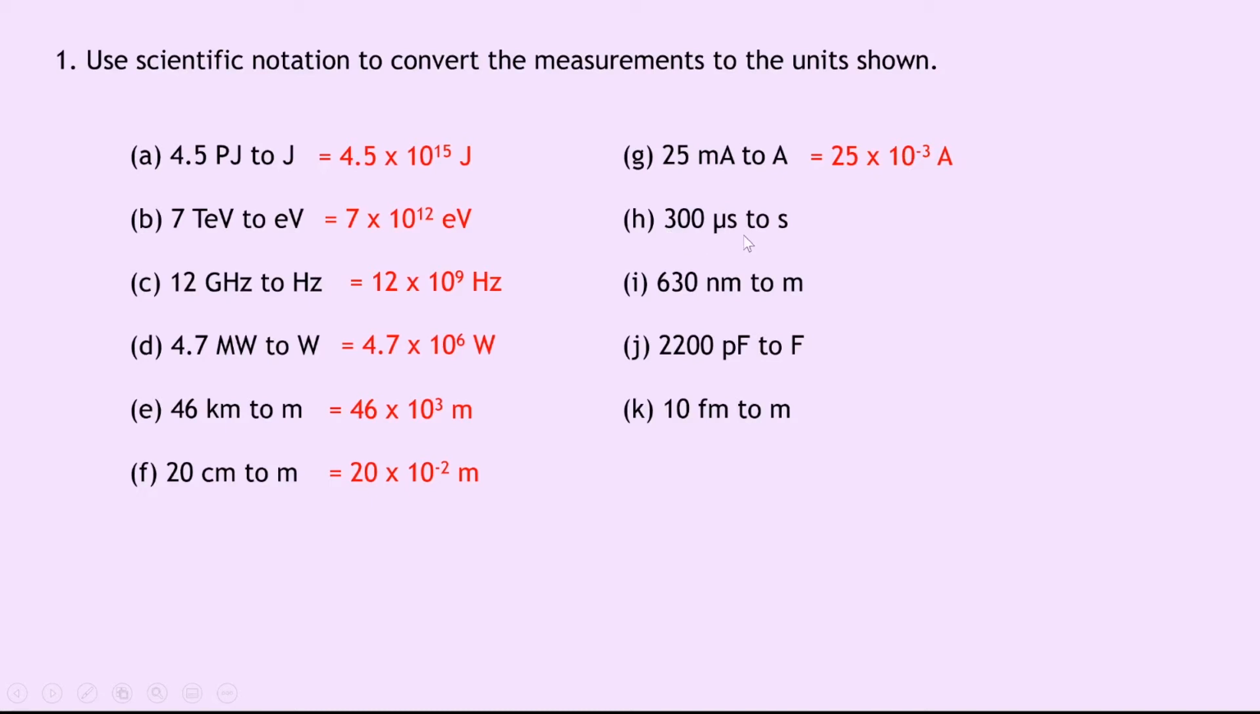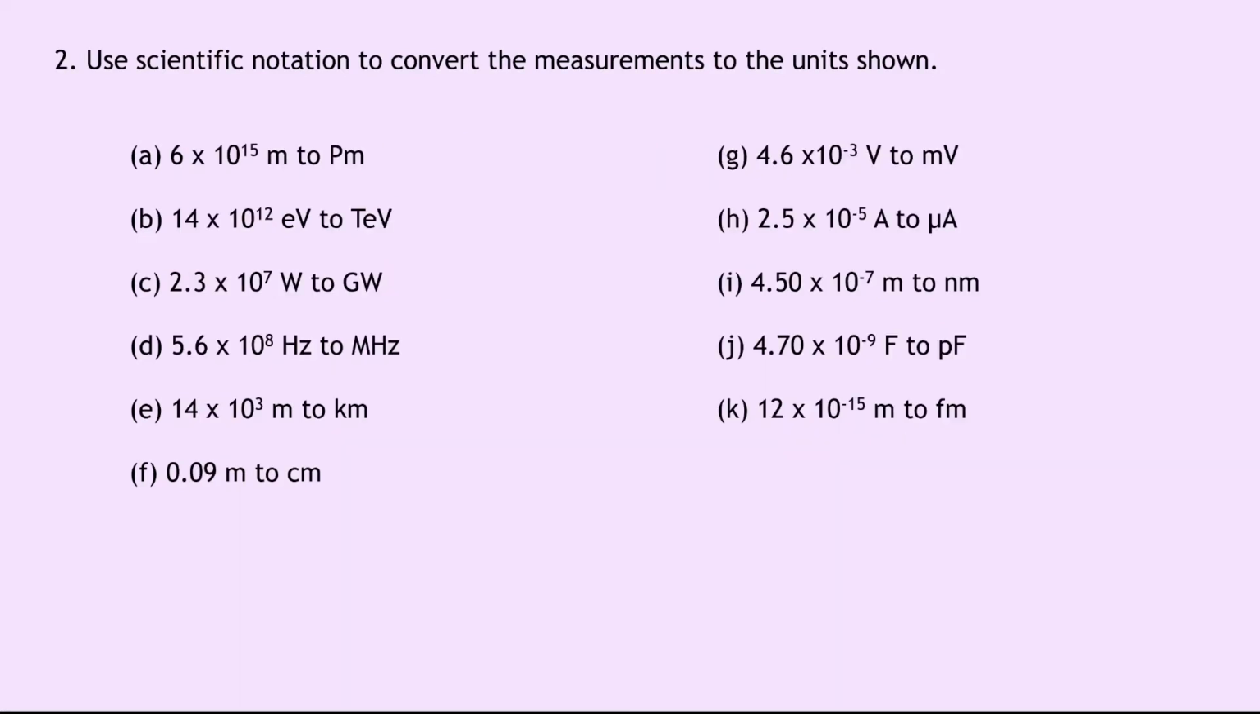Part H, 300 microseconds to seconds. Remember micro is times 10 to the minus 6, so this becomes 300 times 10 to the minus 6 seconds. Part I, 630 nanometers to meters. So remember nano is times 10 to the minus 9, so this becomes 630 times 10 to the minus 9 meters. Part J, 2200 picofarads to farads. So remember pico is times 10 to the minus 12, so this becomes 2200 times 10 to the minus 12 farads. And lastly, part K, 10 femtometers to meters. So femto, remember, is times 10 to the minus 15, which is one of our new prefixes, so this becomes 10 times 10 to the minus 15 meters.